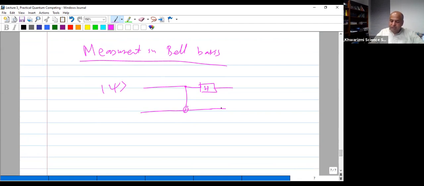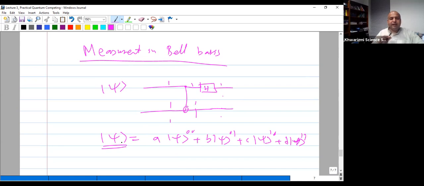So this is just the reverse of the Bell circuit. If your input state in general is some combination of your Bell states, which definitely it is, because Bell states form a basis, it means I can write any state, entangled or not, it doesn't matter, as a superposition of these Bell states.